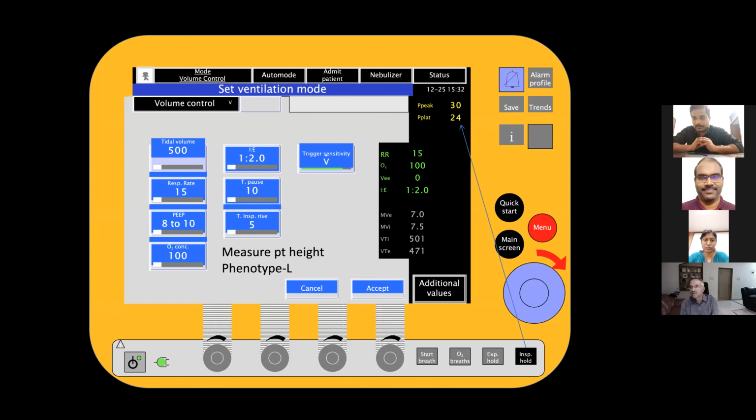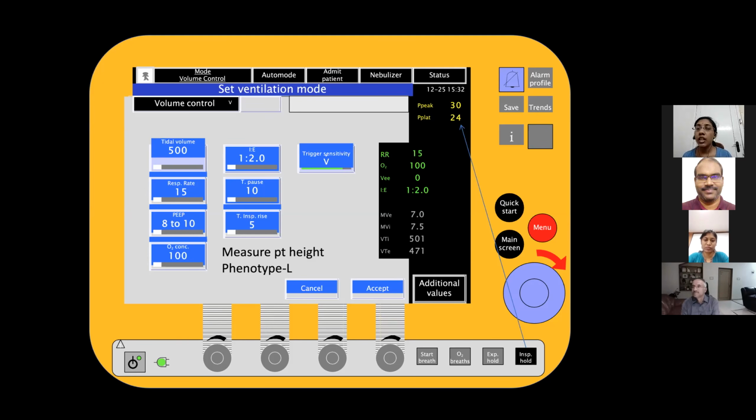Now, what do you see? How do you know the lung is good or bad? In a volume control, how do you assess whether the lung is good or bad? Looking at the pressures. So, what pressures? If the pressure is high, that means the lung is bad. Which pressure, Nisha? Peak pressure, plateau pressure. How do you measure plateau pressure?